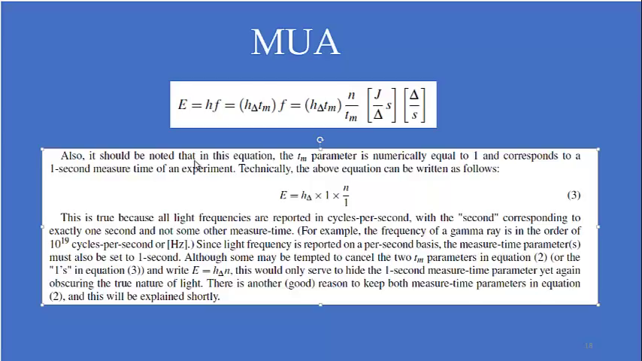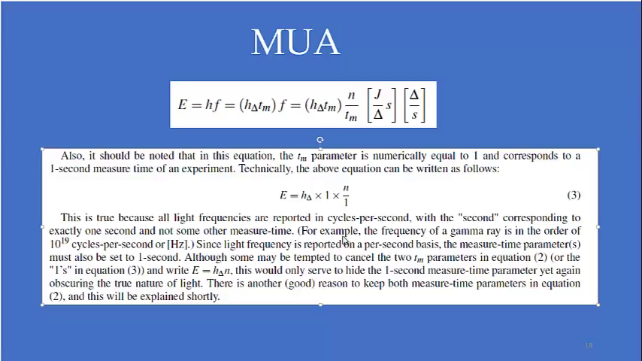Also, it should be noted that in this equation, the Tm parameter is numerically equal to 1 and corresponds to a 1 second measure time of the experiment. Technically, the above equation can be written as follows. This is true because all light frequencies are reported in cycles per second, with the second corresponding to exactly 1 second and not some other measured time.